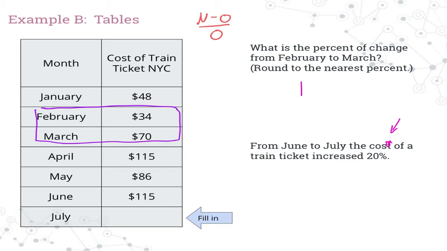1.06 is going to be our decimal. But I don't want a decimal of change. I want a percent of change. So I'm going to have to move my decimal 2 places to the right. 1, 2. And when I do that, my percent is going to be 106%.